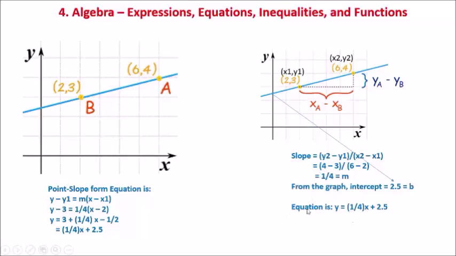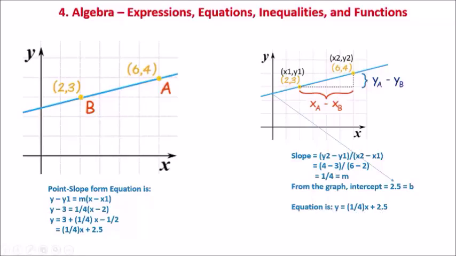Then you can write down the equation in the standard form, y equals mx plus b. Just plug it in. Instead of m, you put 1/4. Instead of b, you put 2.5. So the equation is y equals 1/4 x plus 2.5. That's the equation. But sometimes they actually don't give you the picture.